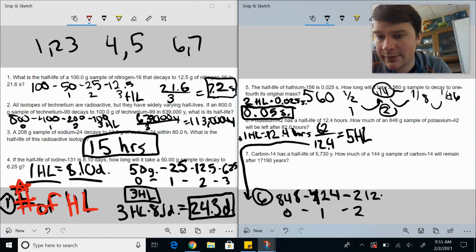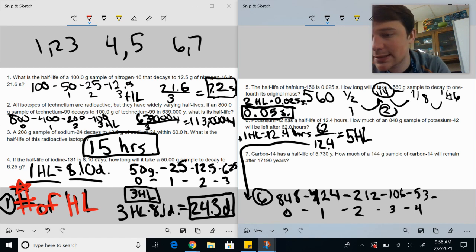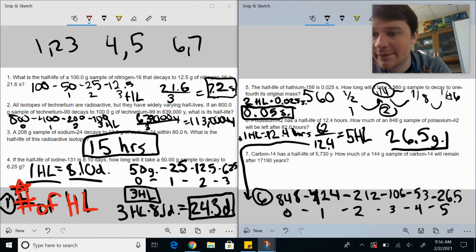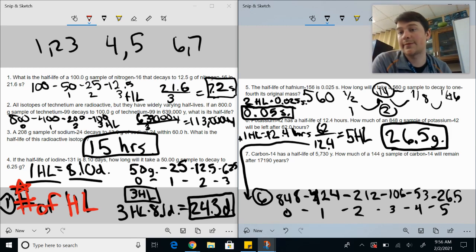That's 2. I'm going to have to write a little smaller so I don't run out of space. 106. This will give me 53. And I've just got to go one more time, and then I should have my answer. So 53 divided by 2 is going to be 26.5. So that gives me my answer of 26.5 grams. That, after 5 half-lives, is how many grams will still be left.